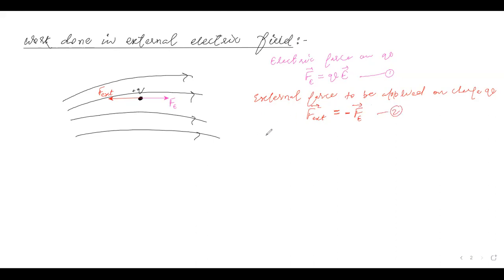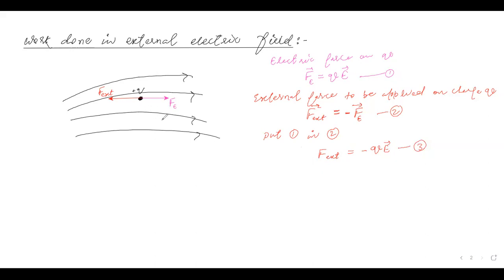Now, what will happen if we put equation 1 in equation 2? We can write F external is equal to minus Q into E. This is your equation number 3. This is the amount of force acting upon the charged particle externally.